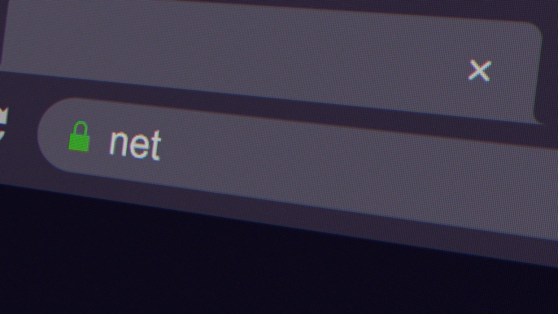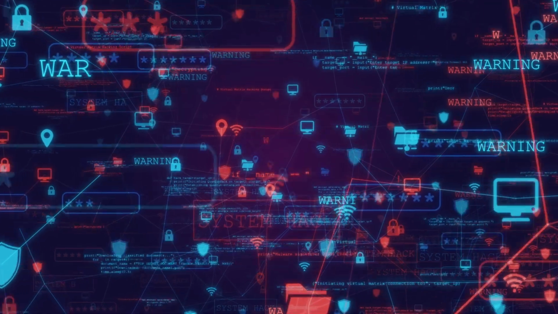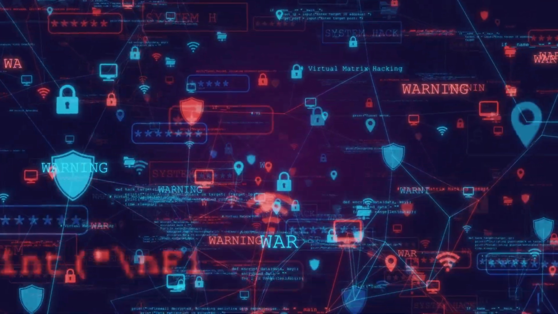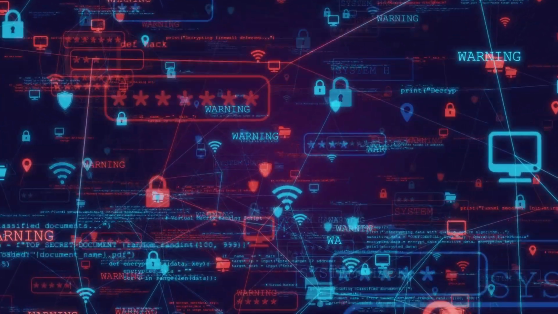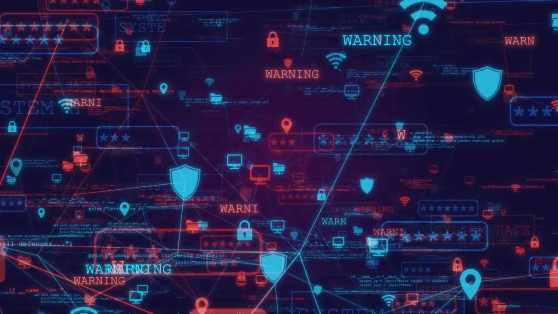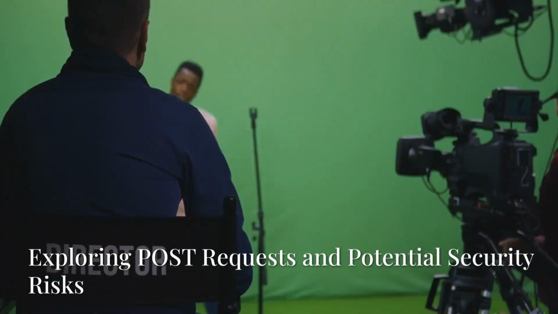However, this simplicity comes with security considerations. Because GET requests append data to the URL, they can expose sensitive information, making it visible in browser history, server logs, and network traffic. This can be a significant security risk. Sensitive information like passwords or API keys should never be sent in a GET request. Always use POST requests for such data to ensure security.